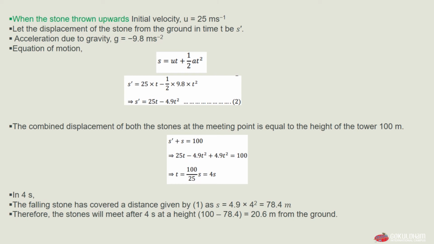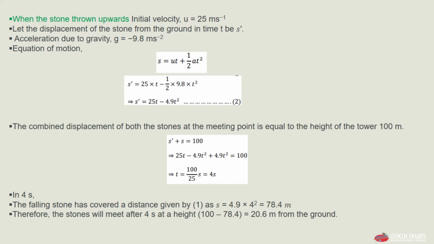Why do we take minus here? Because we have the gravity g in negative, because it is going from downward to upward. So we take 25 multiplied by t minus 1 by 2 multiplied by 9.8 into t square, and by solving this equation we'll get the value of s dash is equal to 25t minus 4.9 t square, which will be our equation 2. So our equation 1, for when the stone dropped from the tower downward, was s is equal to 4.9 t square, and equation 2, for when the stone is thrown in the upward direction, is s dash is equal to 25t minus 4.9 t square.